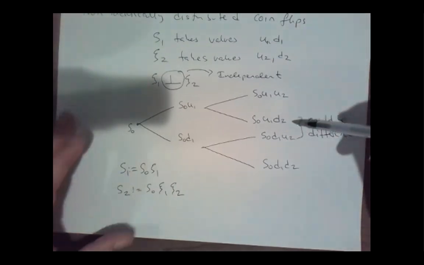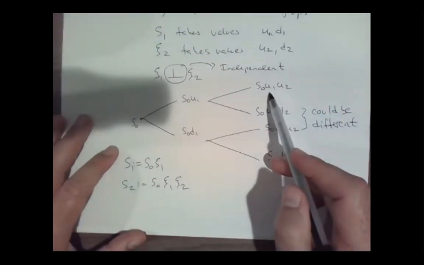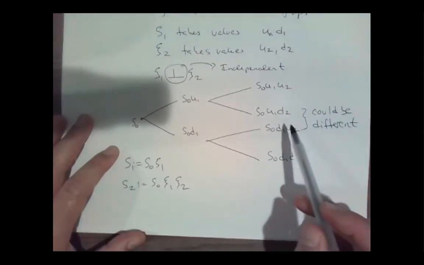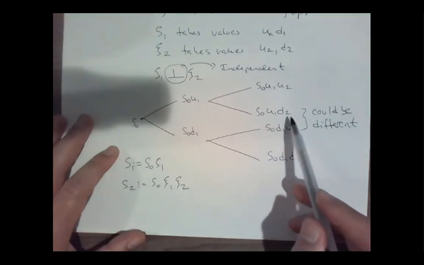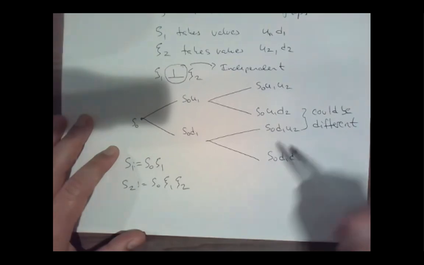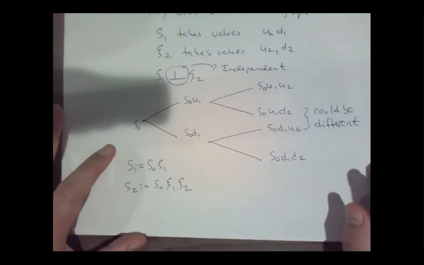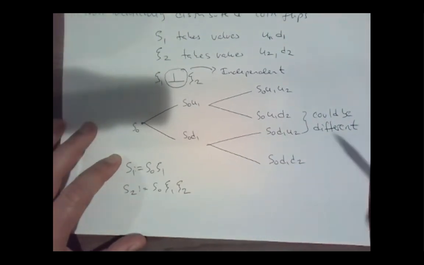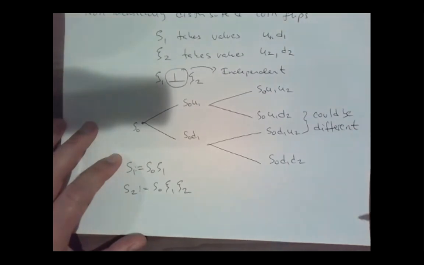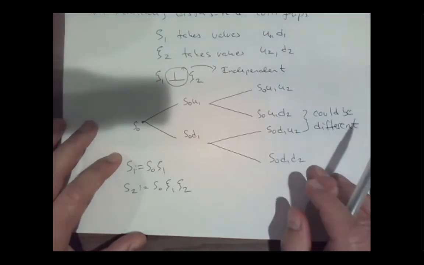But before, when u1 was equal to u2, and d1 was equal to d2, then these two values here are the same. And then I really only get three different possible values at the end. So here's an example of something that doesn't have that property. And indeed, I get four different possible values at the end. And so it doesn't recombine. I have more outcomes here.